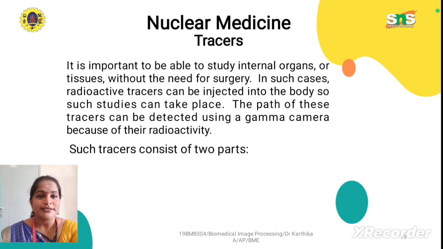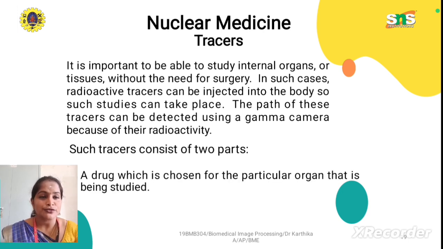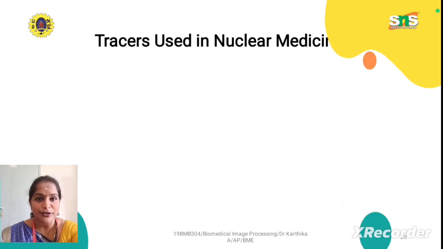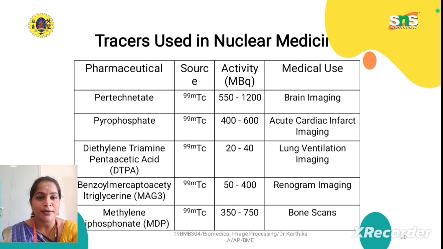Nuclear medicine tracers are very important to study internal organs and tissues without the need for surgery. Radioactive tracers can be injected into the body, and we can easily trace and study our internal organs. It has mainly two parts. First is a drug which is chosen for the particular organ being studied. Second is a radioactive substance which is a gamma emitter. With the help of this radioactive substance, we can study our body organs, and do diagnosis as well as treatment.